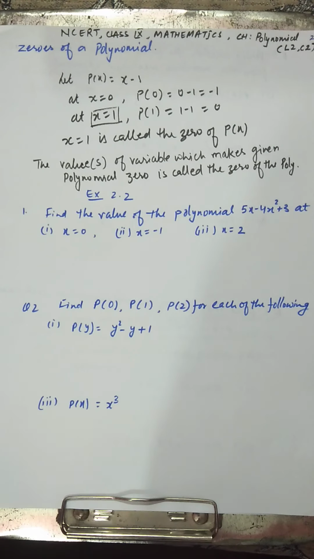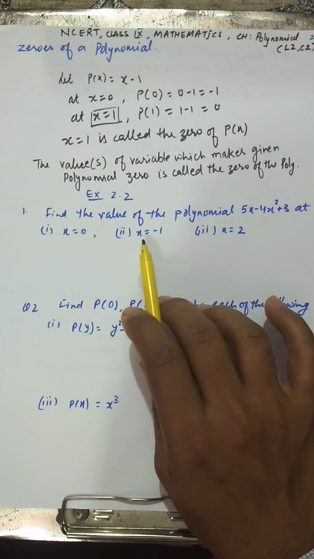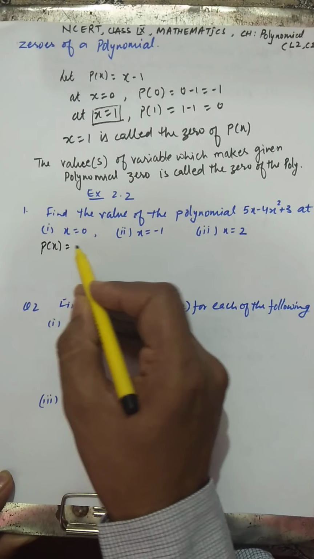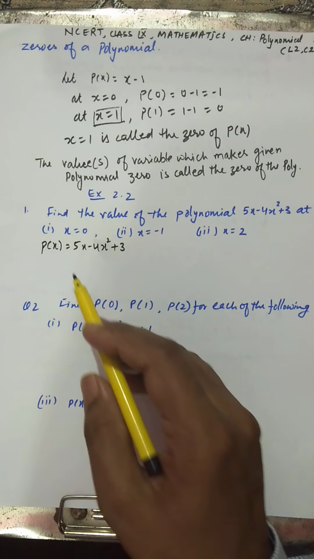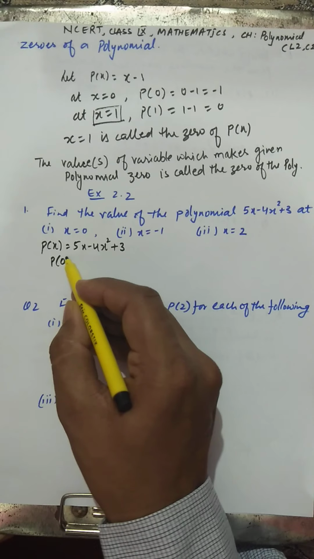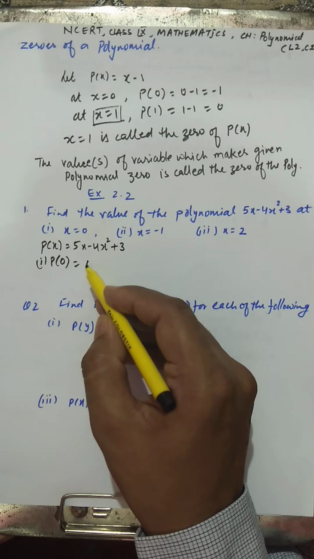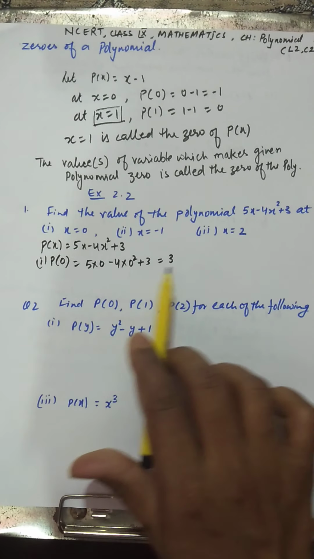Let's discuss exercise 2.2, where question number 1 asks us to find the value of the polynomial 5x minus 4x square plus 3 at three values. We assume p(x) is 5x minus 4x square plus 3. First we find the value of this polynomial at 0. So p(0) will be 5 into 0 minus 4 into 0 square plus 3. This answer will be 3. So the value of the polynomial at x equal to 0 is 3.